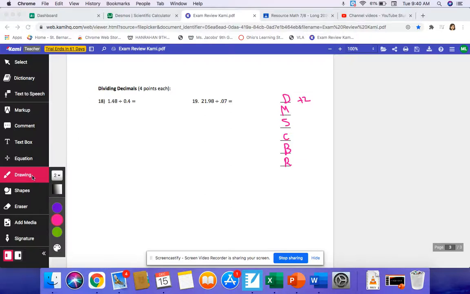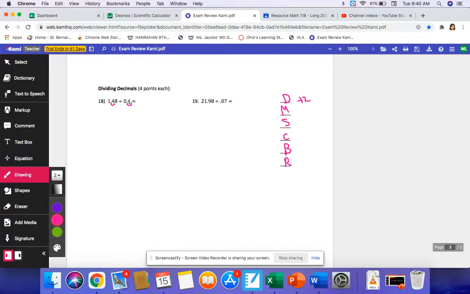All right, we're on to dividing decimals, and this is going to be our longest one. So we have our steps down the side: divide, multiply, subtract, check, bring down, reduce. Now, before we do that, we do have to move our decimal point. So we are dividing a whole number by a whole number.